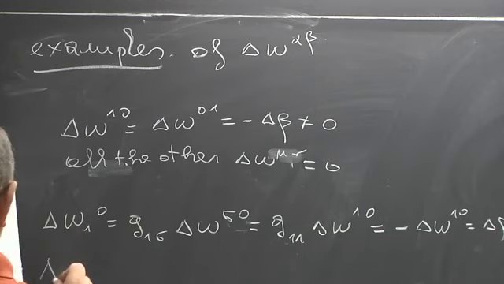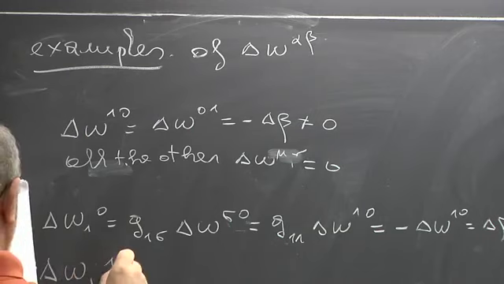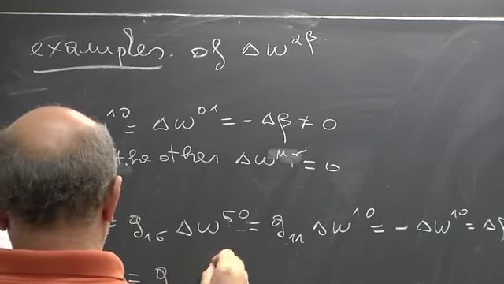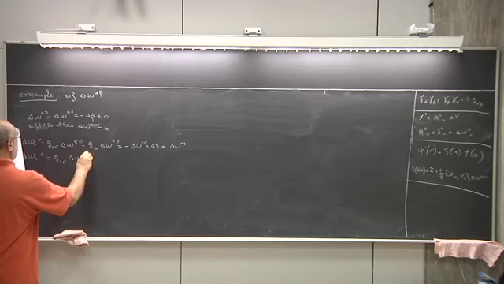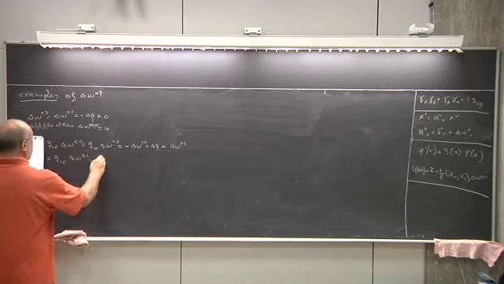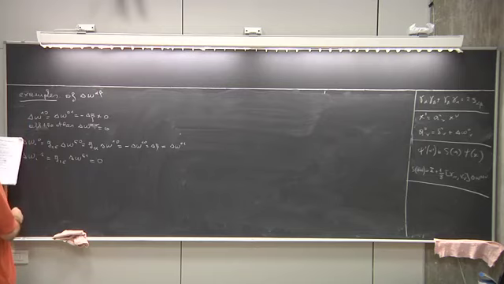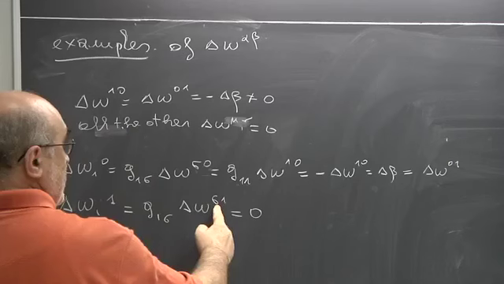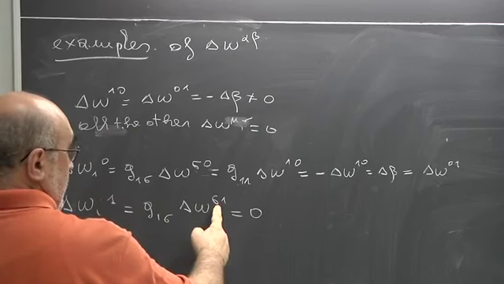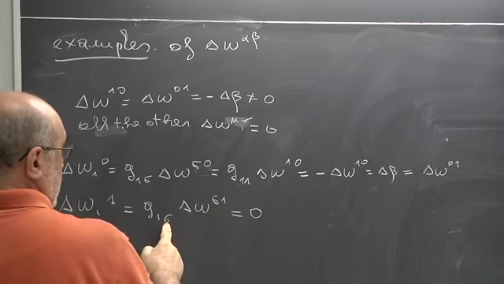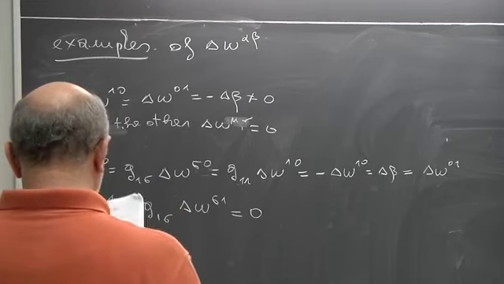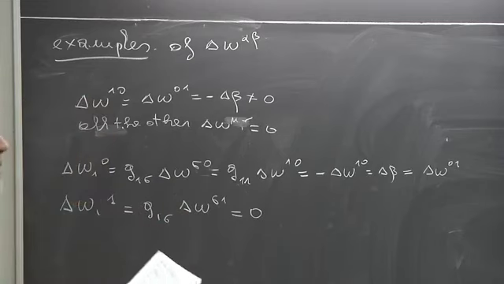Now let's see, for example, what happened to omega I1. I have G I sigma delta omega sigma 1, and this is 0 because you know this object, when sigma is I or j, spatial part is 0, but this can only be j, a spatial part, so this is 0. Okay.